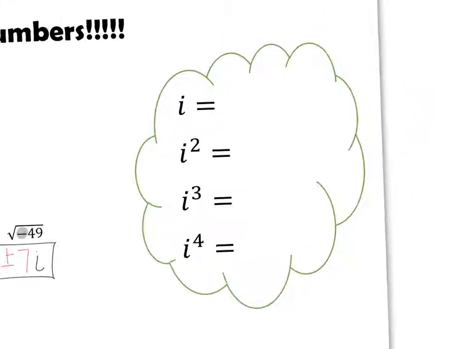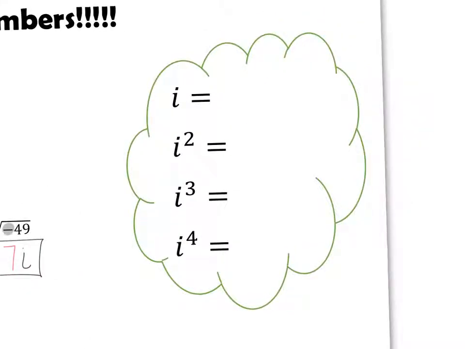This is something you are going to need to memorize at some point. I'm going to explain it a little bit more in detail later, but it's just a pattern that you're going to need to understand how it works. So i, we know, is really the square root of negative 1. And if we were to mathematically square that, because that's what i squared is, we would end up with negative 1. And i cubed is really negative i. And i to the fourth is actually positive 1.